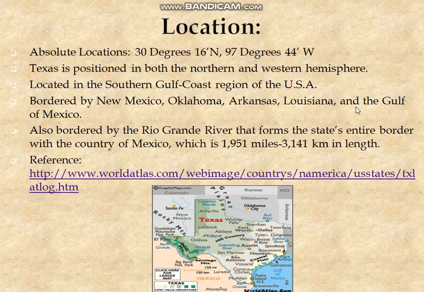Location. Texas is positioned in the northern western hemisphere. It is located in the southern Gulf Coast region of the USA. It is bordered by New Mexico, Oklahoma, Arkansas, Louisiana, and the Gulf of Mexico. But it is also bordered by the Rio Grande River that forms the state's entire border with the country of Mexico, which is 1,951 miles or 3,141 kilometers in length. So my reference I used is right here, and as you can see right here, Oklahoma is right near Texas.